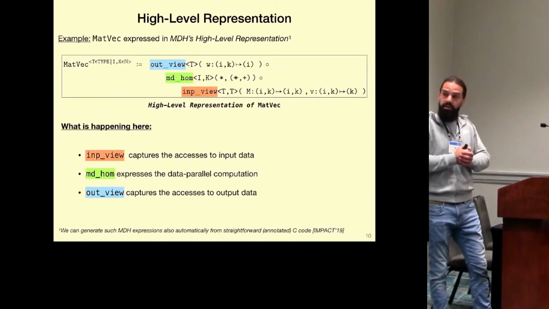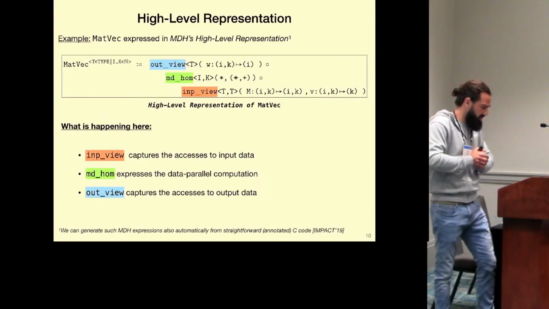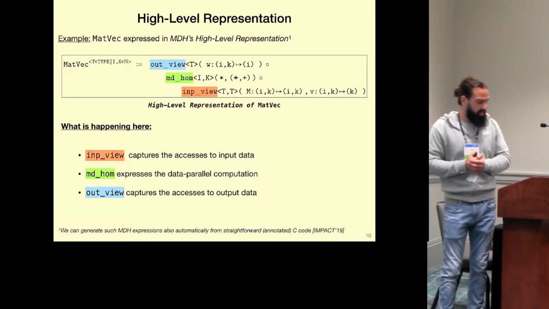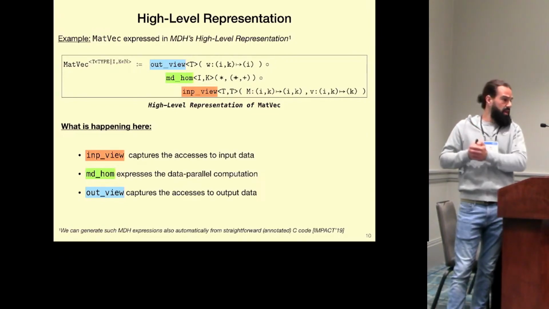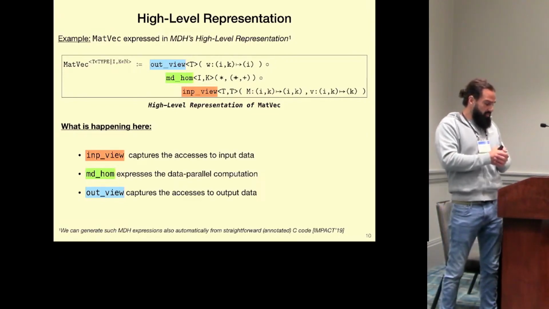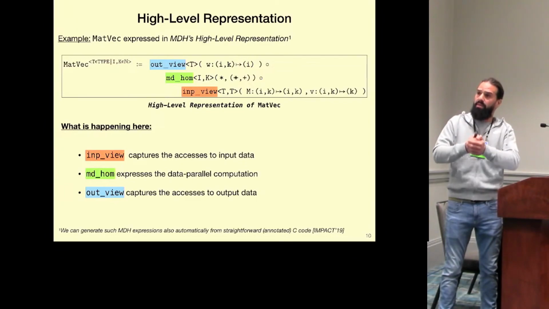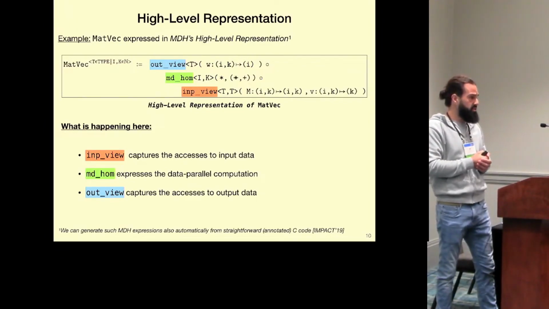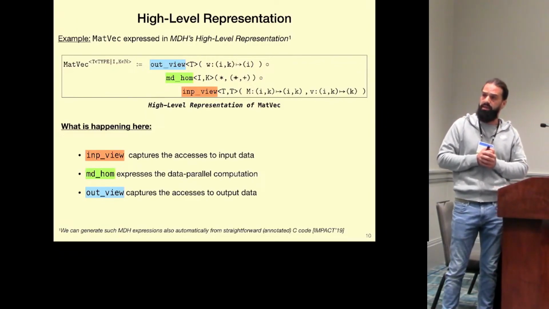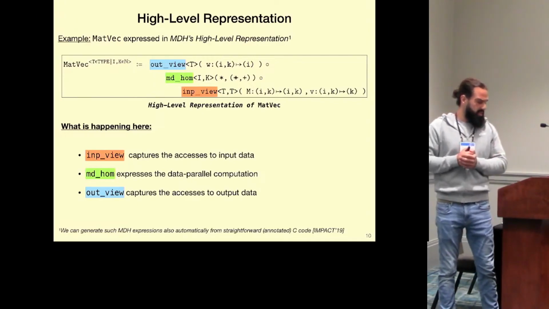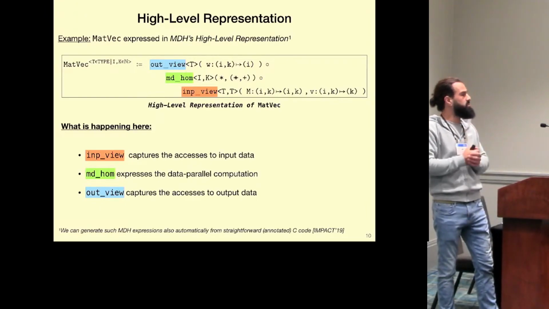We're now looking at a particular instance of our high-level representation for the example of matrix-vector multiplication. So what happens here? InView captures the accesses to the input data. Here we say, okay, at each point i,k, we access the matrix element at position i,k and the vector element at position k. Then MDH expresses the data-parallel computation, which means: to the matrix and vector elements, apply multiplication, concatenate them in the first dimension, that's denoted as a double plus in our approach, and sum them up in the second dimension. That's a plus here. And the output view is trivial in this example, but it can be used, for example, in other computations, like matrix multiplication, to store the result matrix as transposed or the like.